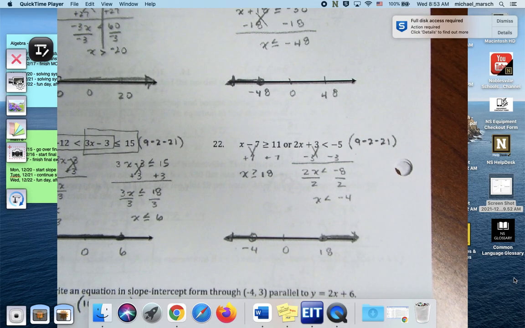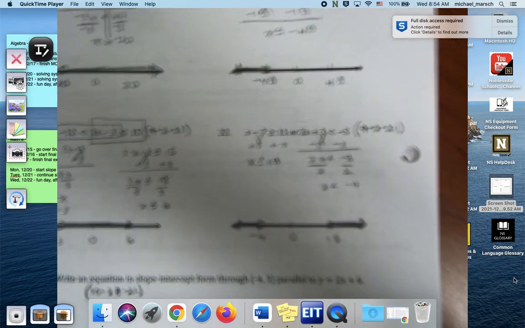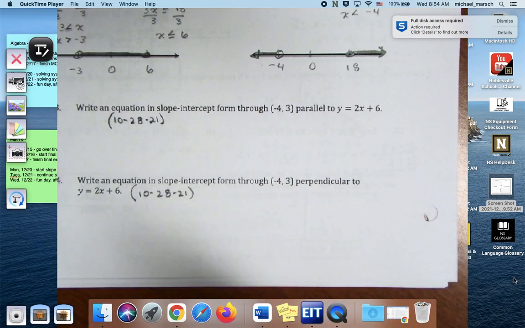Hopefully you're finding lots of positive moments right now, like, yeah, I know how to do this. Yeah, I got this. All right, parallel and perpendicular lines.